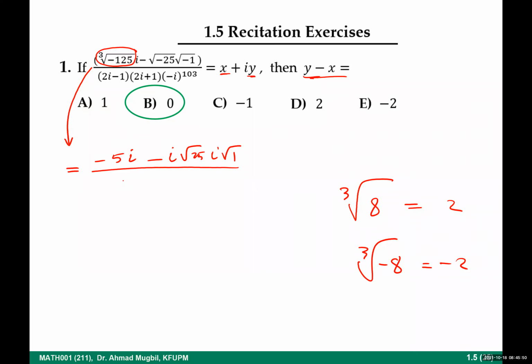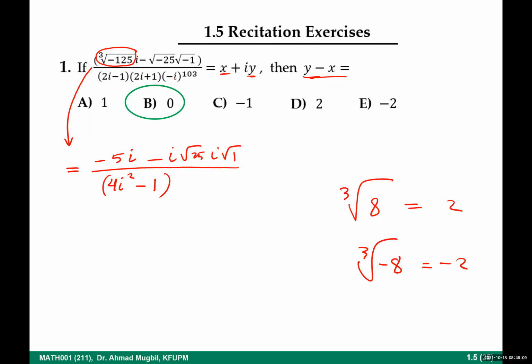Are they complex conjugates? No, they are not complex conjugates. They are conjugates, but not complex conjugates. So you have a difference of what? A difference of squares. So it will be 4, I squared minus 1 squared. This is what you will have.